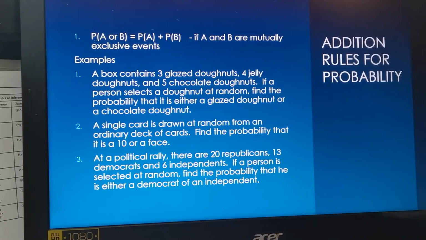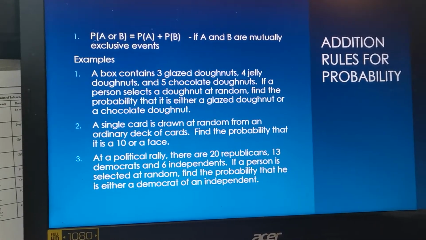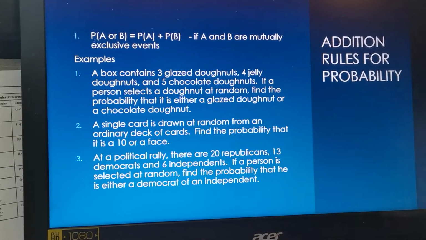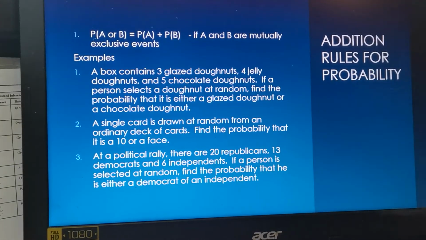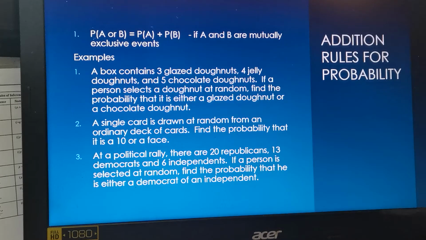Okay guys, so ito na yung katuloy ng video natin. So, addition rules for probability. We ended up discussing mutually exclusive events. So, we have two addition rules for probability. One for mutually exclusive events and the other is for non-mutually exclusive events.